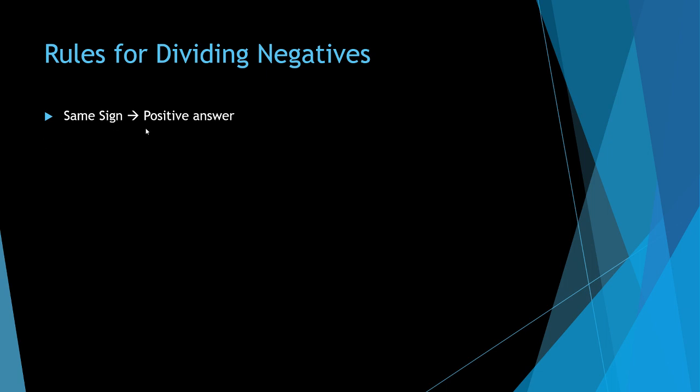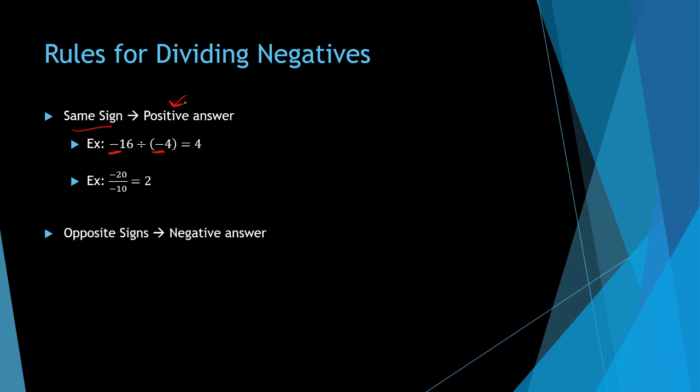If you ever have the same sign, you're going to have a positive number. So if I have negative 16 divided by negative 4, since both of these numbers are negative, they're the same sign, I'm going to have a positive 4. So I'm dividing my numbers and I'm going to have a positive number. Here's another way of showing that division. I have negative 20 divided by negative 10. Since both of those negatives are the same, I'm going to have a positive 2. So if you have the same sign, you're going to get a positive number.